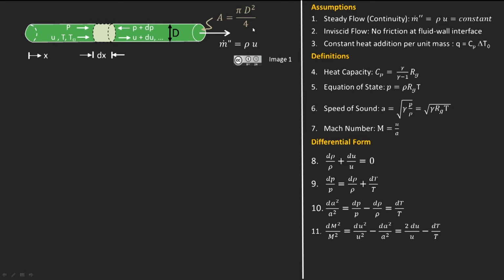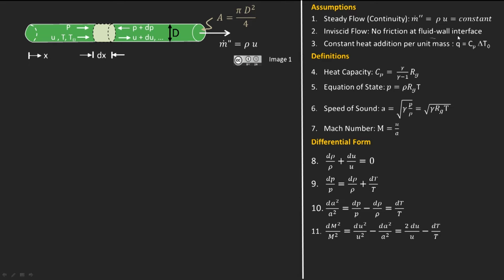Once again, before we go into the math modeling, let me review some of the assumptions we make in deriving the flow with heat addition. First assumption is steady flow as before, which gives us mass flow rate should be constant, or for this constant area duct, the mass flux m dot double prime, which equals rho u, should be constant. The second assumption we make is of inviscid flow. That is, we assume there is no friction at the fluid wall interface for this particular case where we are considering only heat addition.